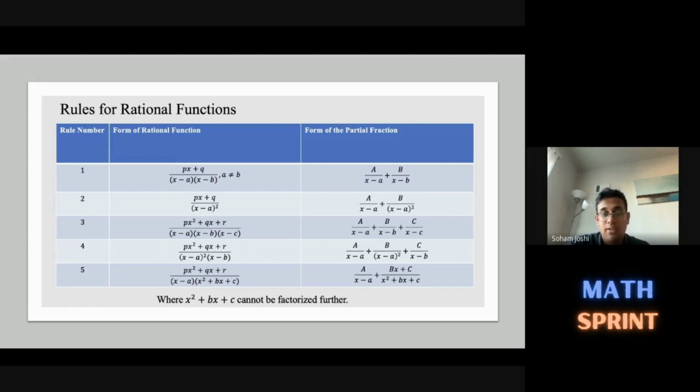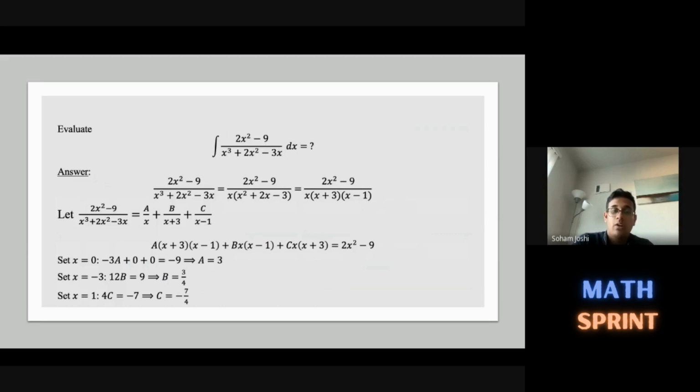So you may want to pause the video and note all these rules down. They're going to be pretty important. Okay, so let's do a practice problem. We have to integrate (2x squared minus 9) divided by (x cubed plus 2x squared minus 3x) with respect to x. So how do we do this?